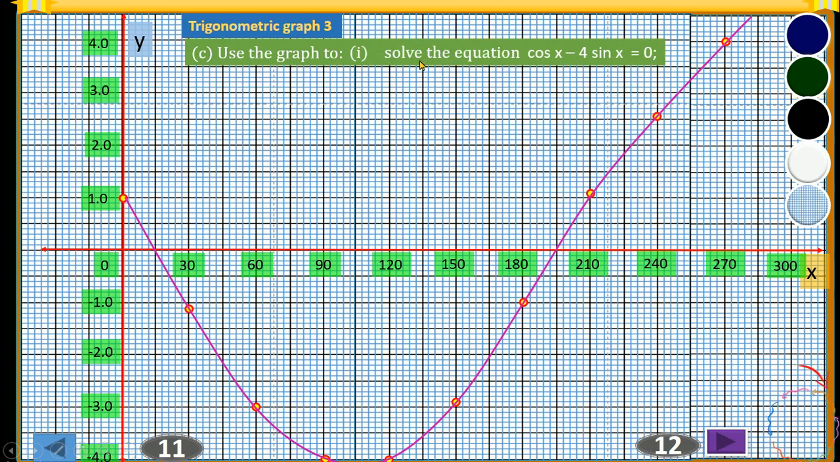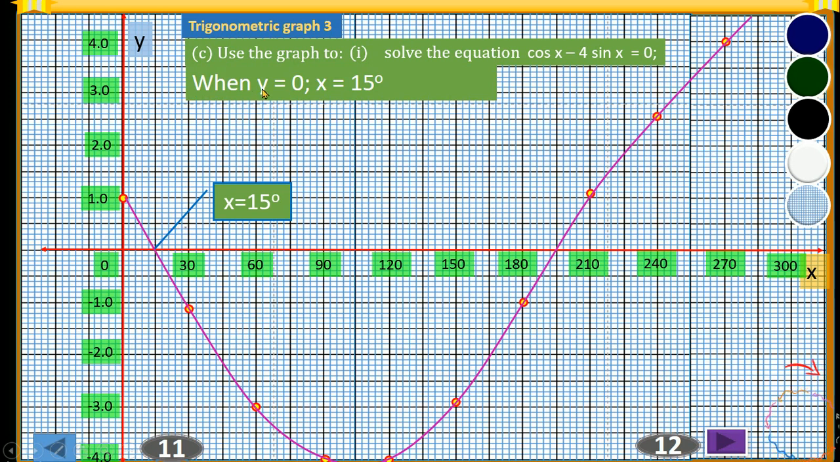The first question we have to answer is to solve the equation cos x minus 4 sin x is equal to 0. That will be the root of this function, and the root is where the pink line crosses the red x-axis. The first point is here, and then we find the value of x at that point, which is 15 degrees, halfway between 0 and 30. Then when y is equal to 0, x is equal to 15 degrees.